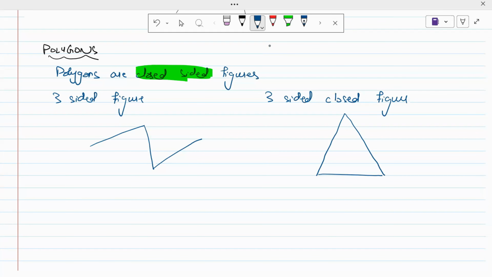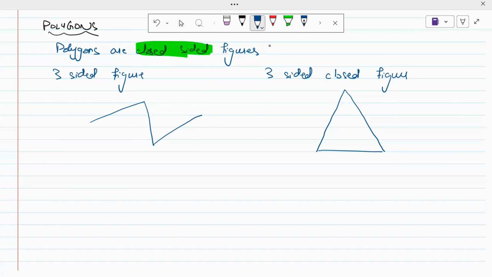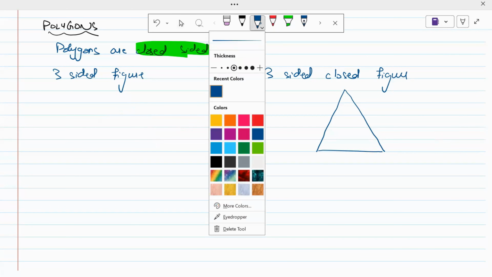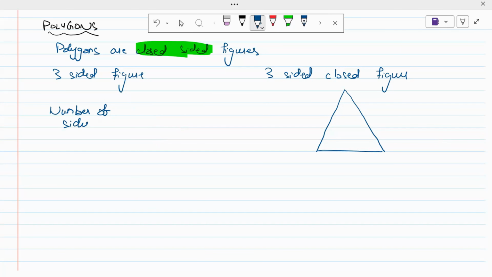Now, for polygons, usually there are three-sided till 10-sided polygons, which we need to know along with their names. So I'm writing a few common polygons whose names you should know before we start this topic. On one side, I'm writing the number of sides involved, and along with the number of sides, their respective names.